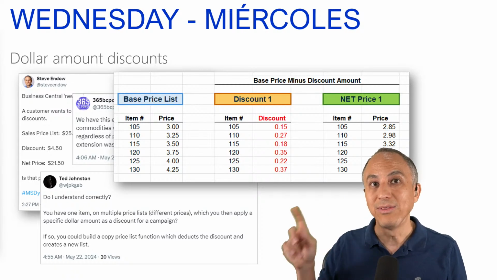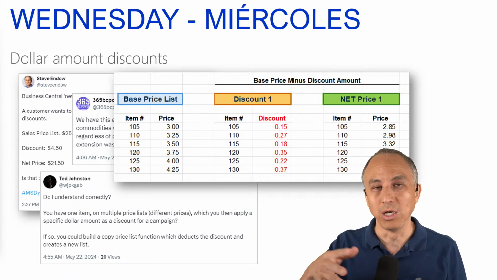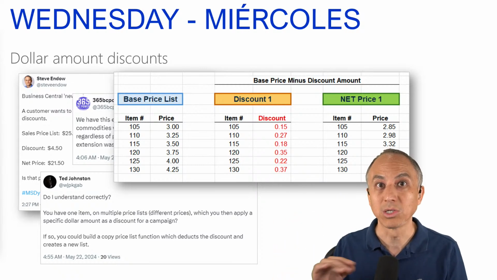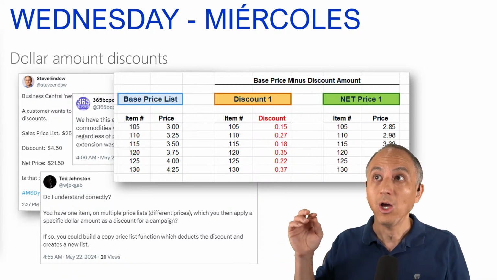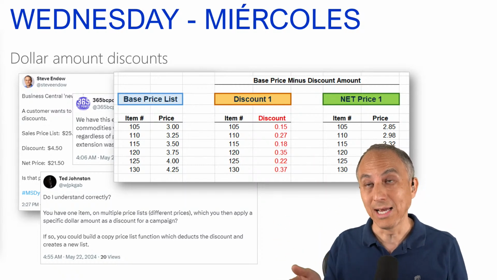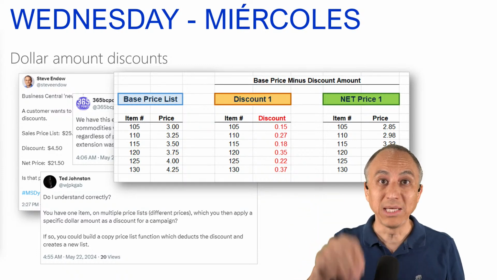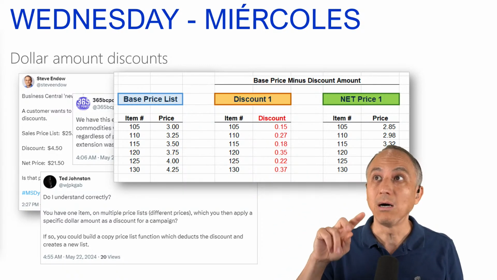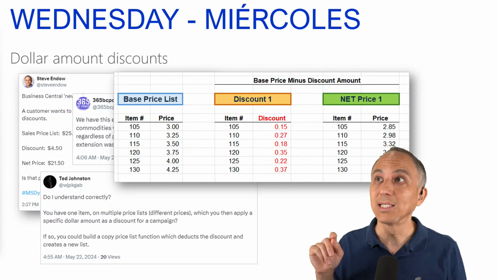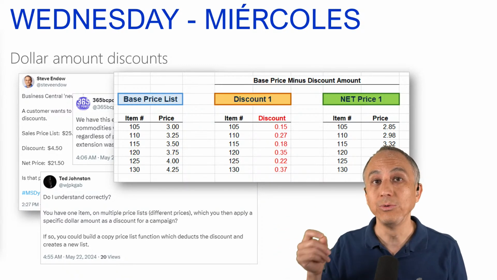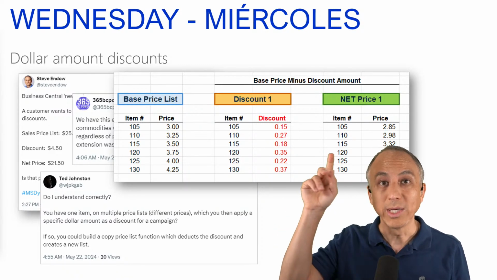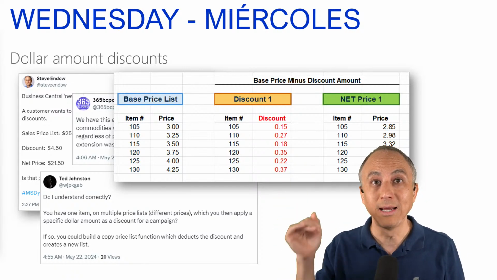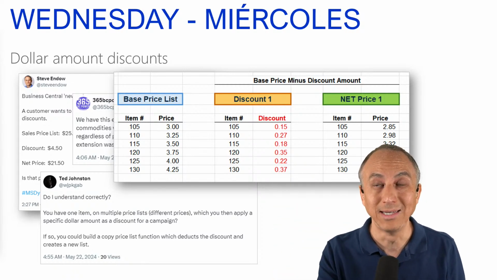And by doing that and assigning it to some mythical customer price group or a mythical customer, so it doesn't interfere with anything, we could store those discounts, and a PTE could do the math and say, okay, base list price $3, discount 15 cents, net price one, $2.85. So we could run through the discount list, do the math, and create and maintain a net price one list.